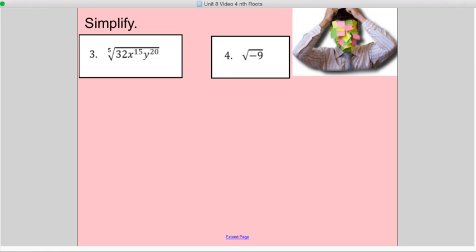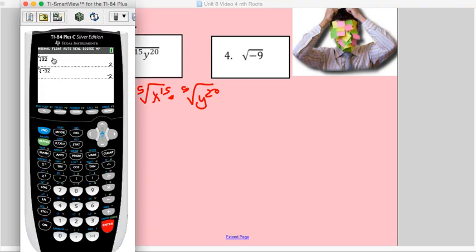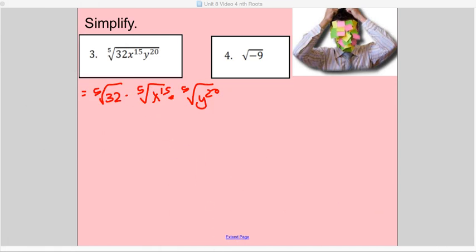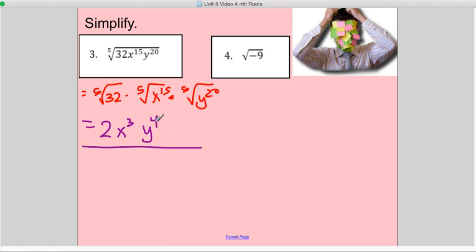Example 3. Now this one is a 5th root. Okay, so I'm just going to break it down. It's really the 5th root of 32 times the 5th root of x to the 15th times the 5th root of y squared. Let's do each one. The 5th root of 32. Maybe you don't know, maybe you remember it from the front side, but the 5th root of 32 is 2. So this will equal 2. 15 divided by 5, because it's a 5th root, okay, so it's x to the 3rd. 20 divided by 5 is to the 4th. So this would be your final answer.